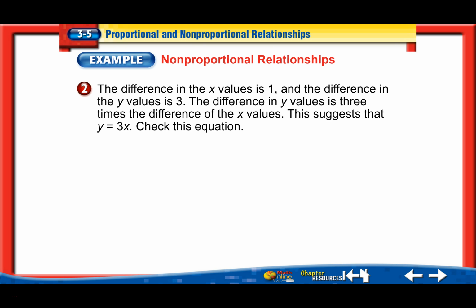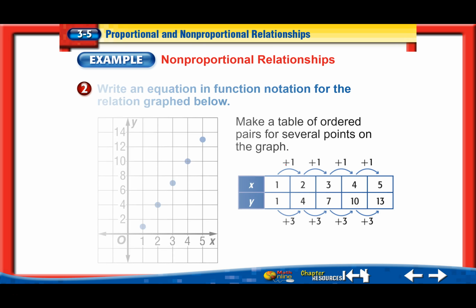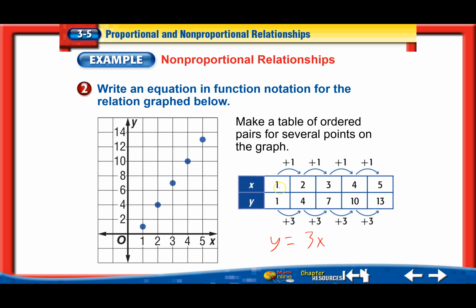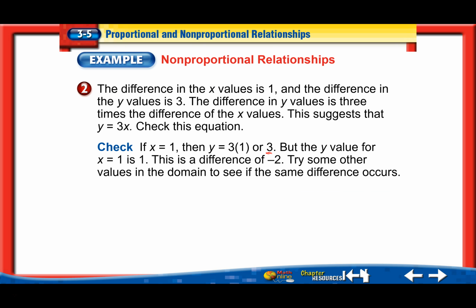The difference between x values is 1. The difference between y values is 3. The difference in y value is 3 times the difference of x values. This suggests y equals 3x. Let's double check by actually putting some things in. If I put in 1 for x, it comes out to 3. That's not quite right. The first y value is 1, so the difference is -2, so we're 2 off. When I put in 1, the table says it ends up being 1, but here it says 3.